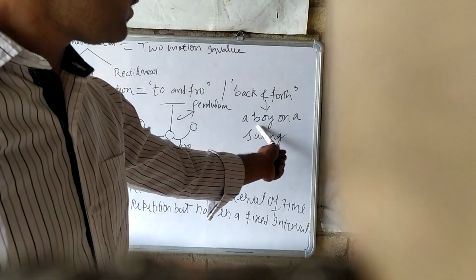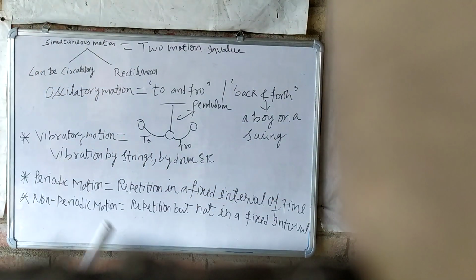A boy on a swing. When we swing on a swing, it goes back and forth. A boy on a swing.